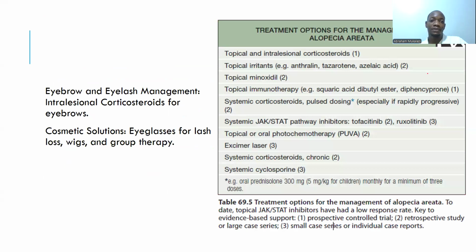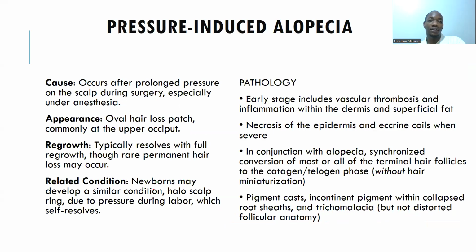So when it comes to management, if someone has involvement of the eyebrows, these are a little bit hard, and the eyelashes, you need to give intralesional injections of triamcinolone. And in this case, if it fails, then you do other things that can make the patient look better, like cosmetics. You tell them to put on sunglasses, try and hide, things like that, wigs, as well as group therapy to try and show them that they're not the only ones having the problem. Other things like excimer laser have also been used in an attempt to treat and irritate the skin and allow hair regrowth. And then other things like systemic cyclosporine have also been tried in some few anecdotal data. So that was alopecia areata.